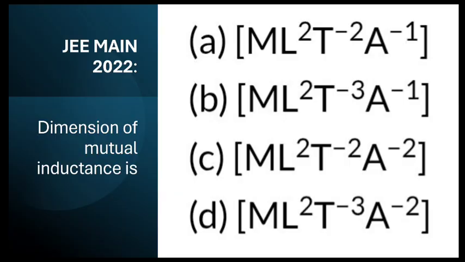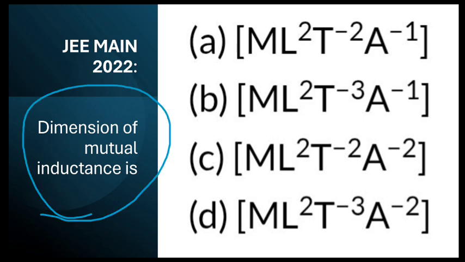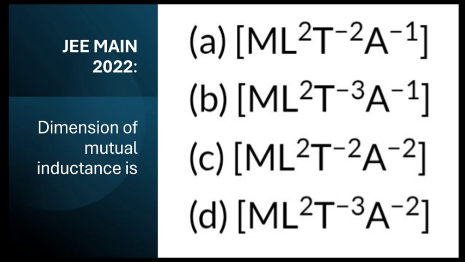First of all, look at this question. This question came in 2022 JEE Mains. The question reads: the dimension of mutual inductance is. There are four options. To answer this question, we need to know the formula of mutual inductance and its dimension formula also.